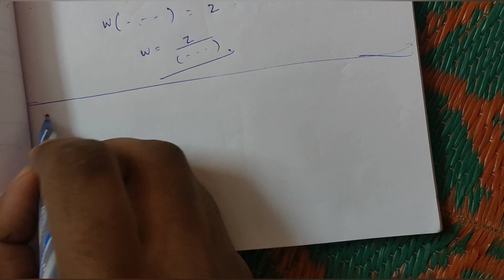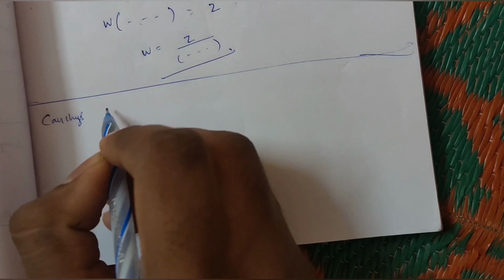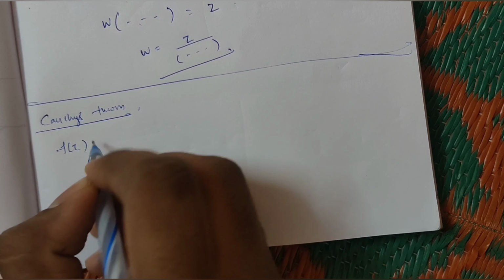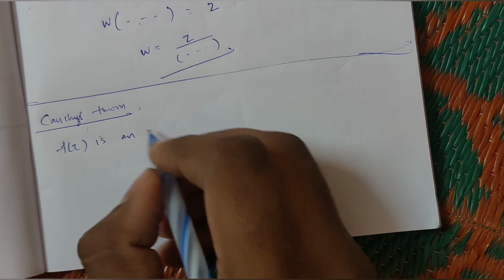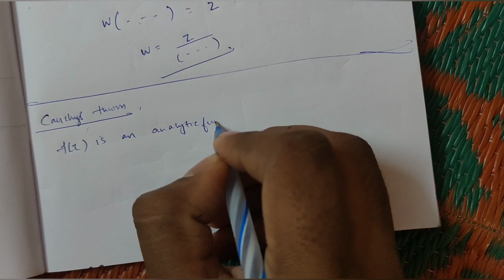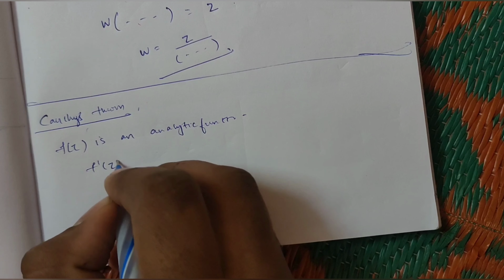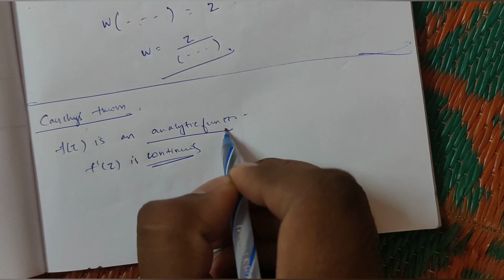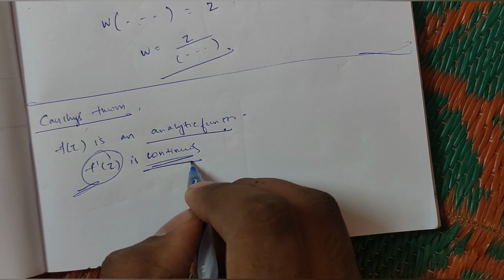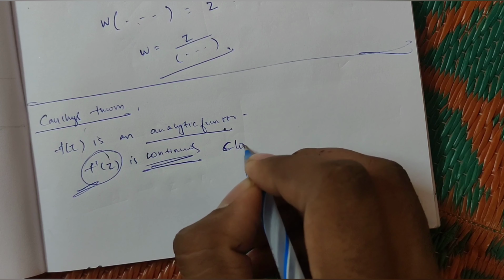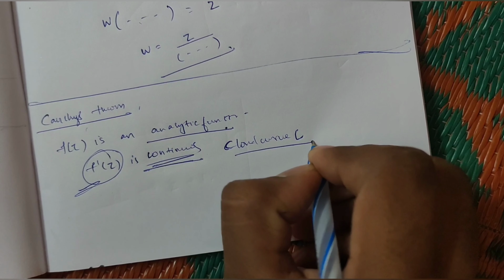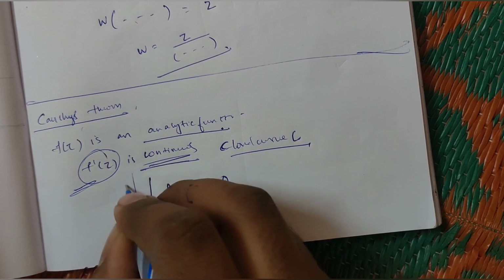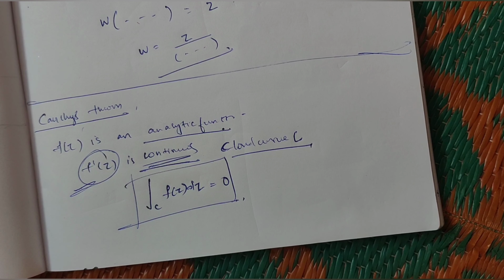What is Cauchy's theorem? Cauchy's theorem is nothing else: if f of z is an analytic function, and f dash of z, the derivative of f of z, is continuous along the closed curve C, then the closed integral of f of z dz is equal to 0. So this is Cauchy's theorem.